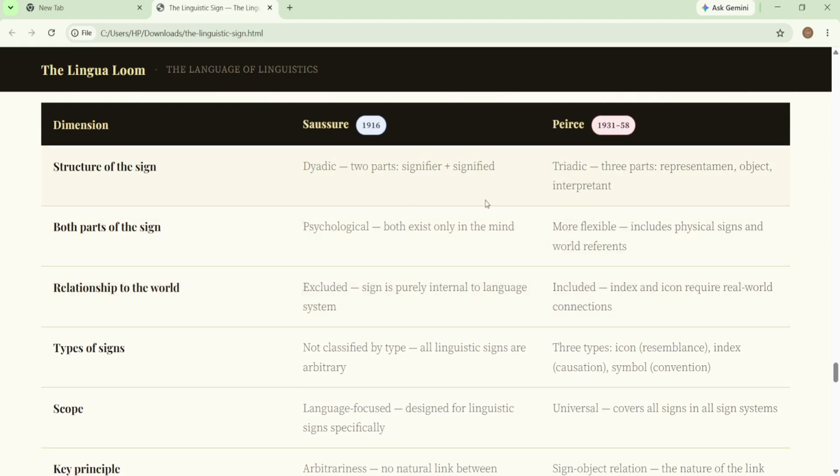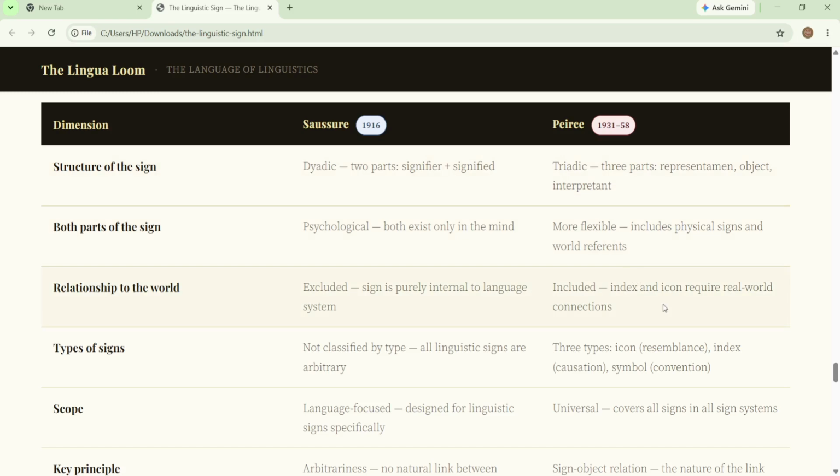Saussure's model is dyadic, with two parts, signifier and signified, whereas Peirce's model is triadic, with three parts: representamen, object, and interpretant. Both parts of Saussure's sign are psychological and exist only in the mind. In Peirce, the model is more flexible and includes the physical sign and the world referent. Regarding the relationship to the world, in Saussure it is excluded, the sign is purely internal to the language system, whereas in Peirce it is included, and index and icon refer to a real-world connection.